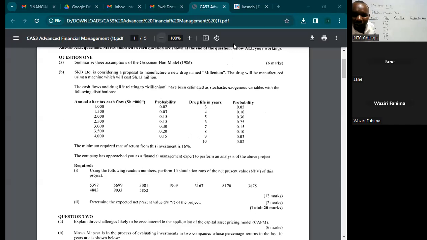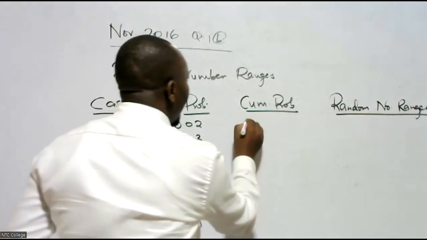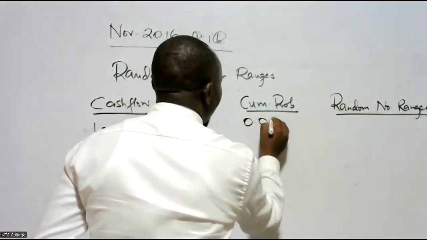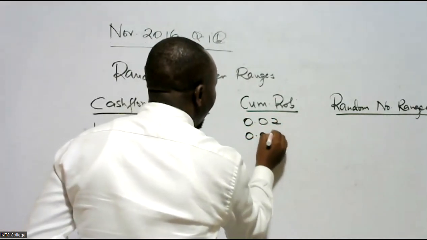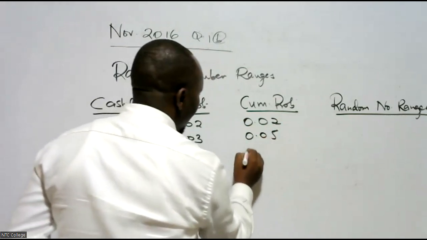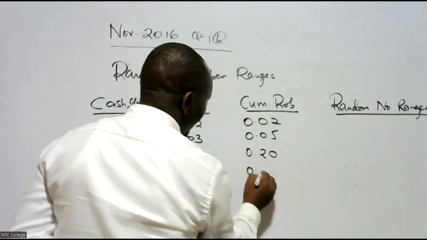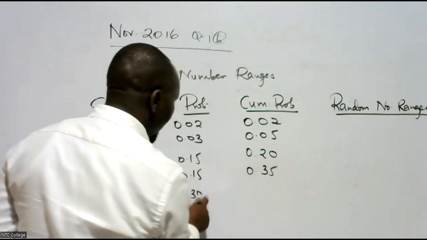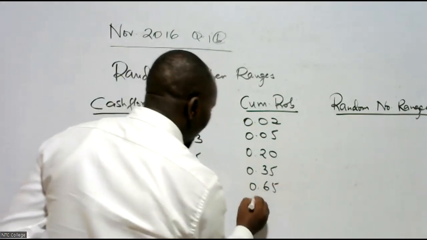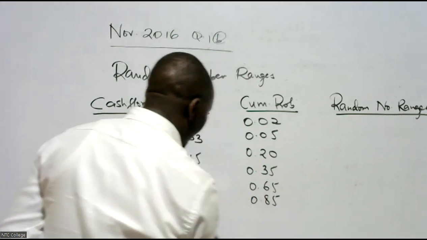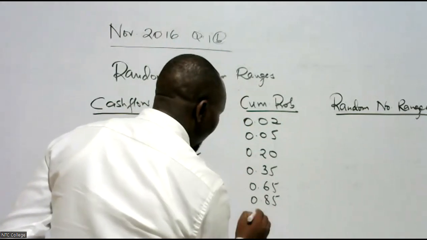It is okay. The next thing is now to accumulate. So when you're accumulating, we have 0.02. That's the first one. Then you add this to this, so you have 0.05. Then you add this to this, 0.20. Then this to this, 0.35. Then this to this, you add it, then we have 0.65. You add this to this, we have 0.85. You add this to this, 1.0 now.